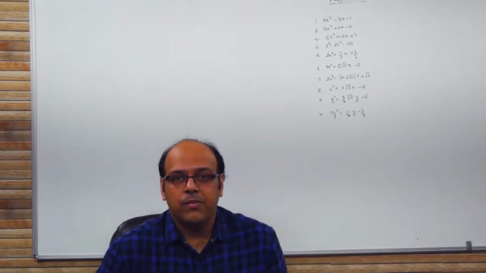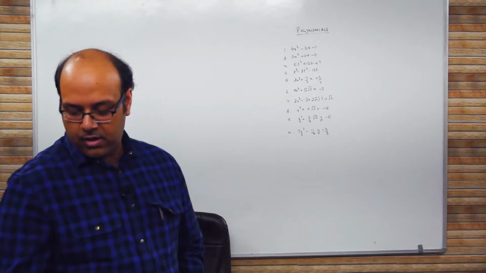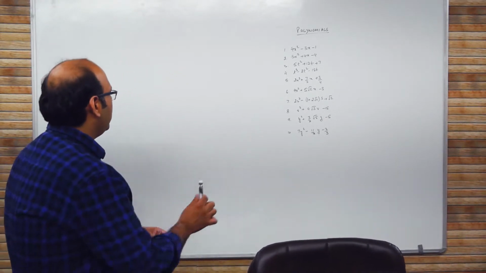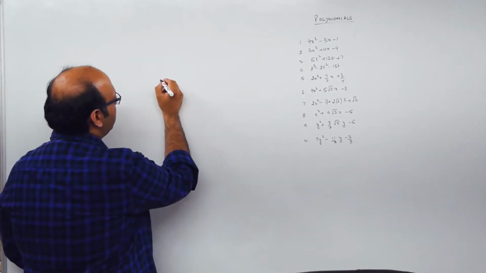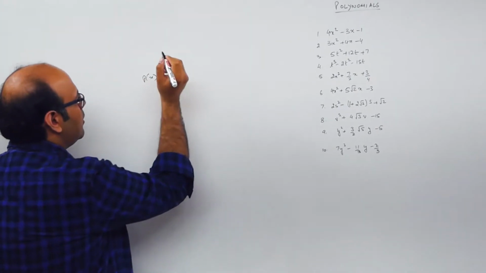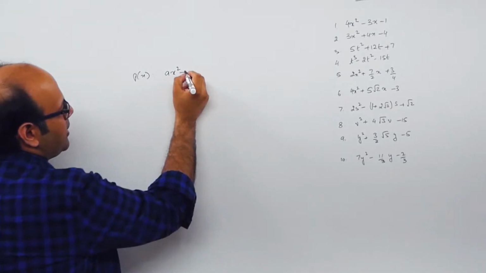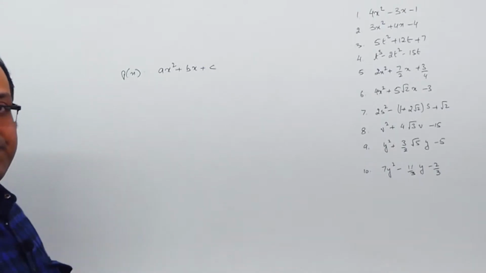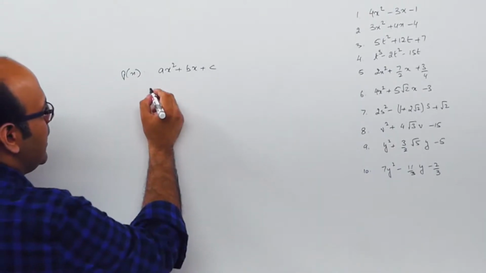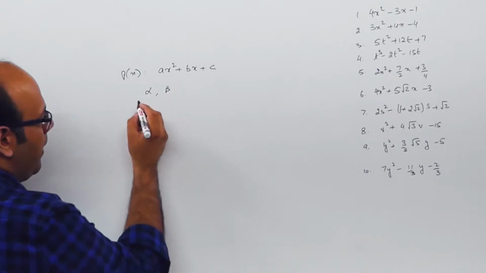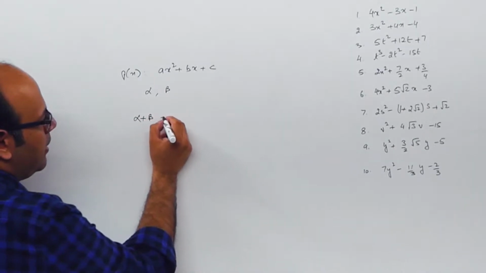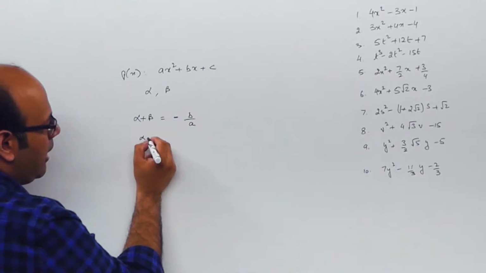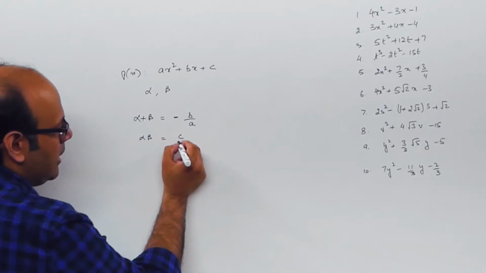Okay, so I'll just give you a brief recap of what I did in the previous class. I told you that if I have a polynomial in x which is of the standard form ax square plus bx plus c, and if this polynomial has two zeros alpha and beta, then alpha plus beta can be written as negative b upon a and alpha beta can be written as c upon a.